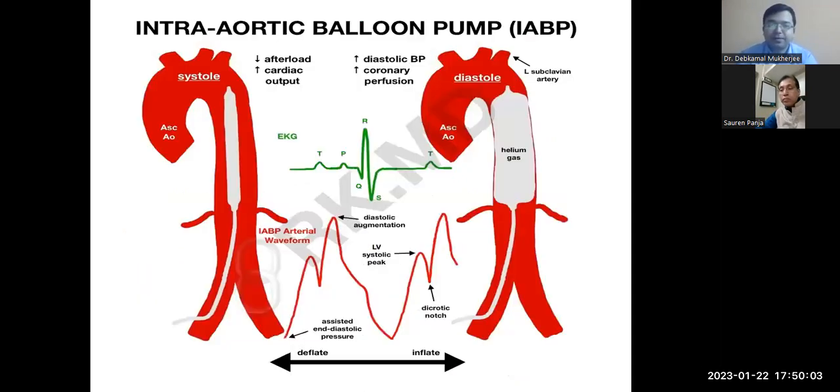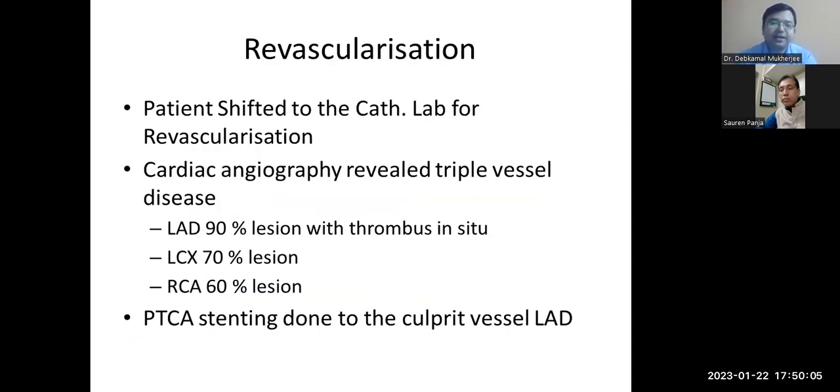What were the CAG findings, Dr. Devkaur? The CAG findings were a 90% lesion with thrombus in situ in the LAD. The LMCA was clear, but the LCX had a 70% lesion and the RCA had a 60% lesion. So he has triple vessel disease? Yes, he has triple vessel disease.